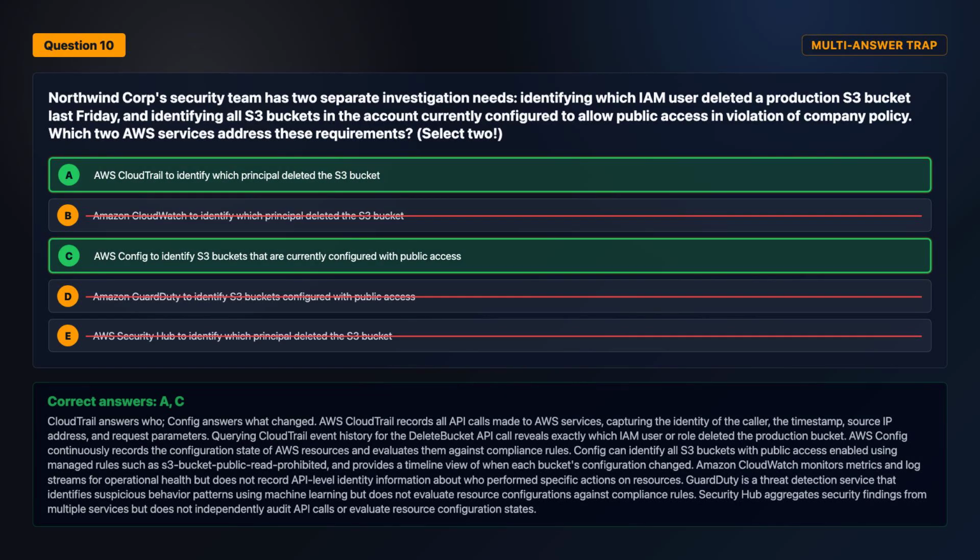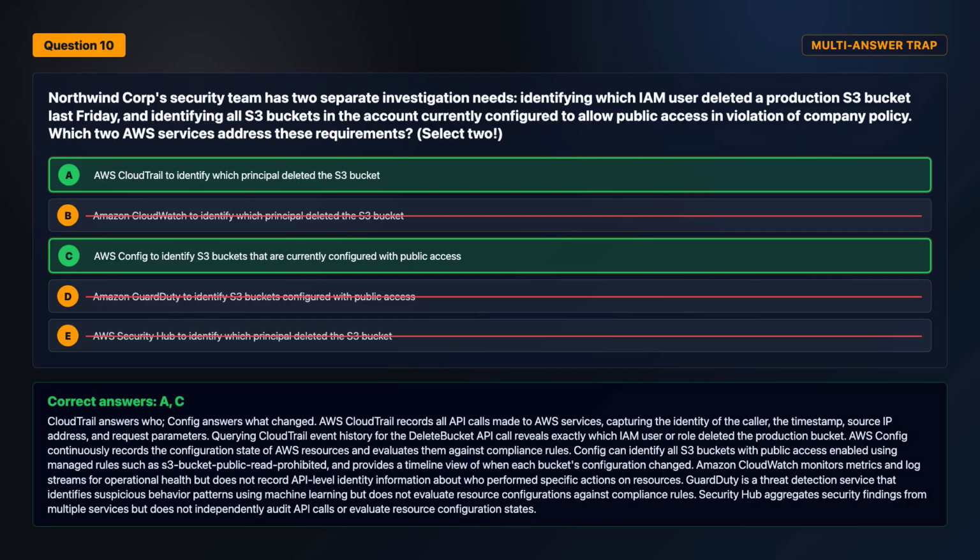The correct answers are option A and option C. CloudTrail answers who. Config answers what changed. AWS CloudTrail records all API calls made to AWS services, capturing the identity of the caller, the timestamp, source IP address, and request parameters. Querying CloudTrail event history for the delete bucket API call reveals exactly which IAM user or role deleted the production bucket.